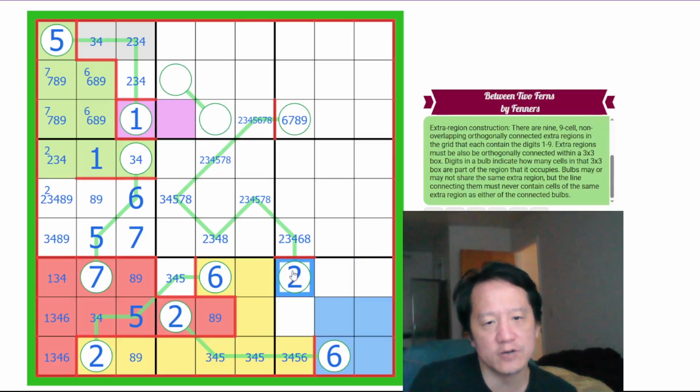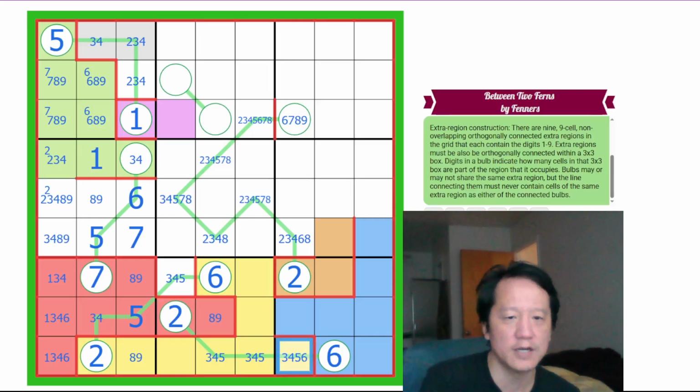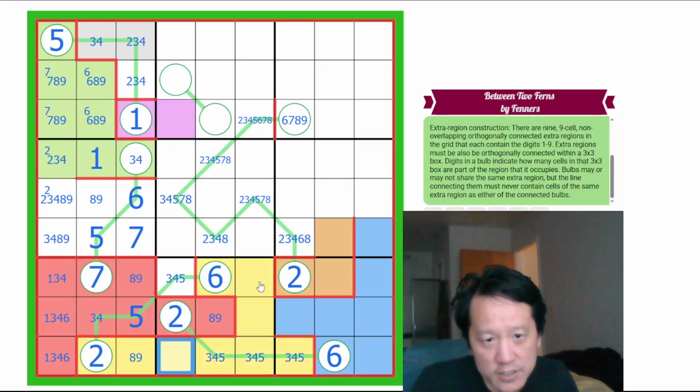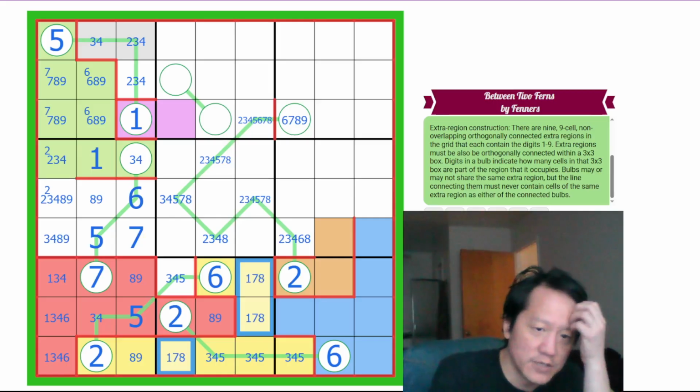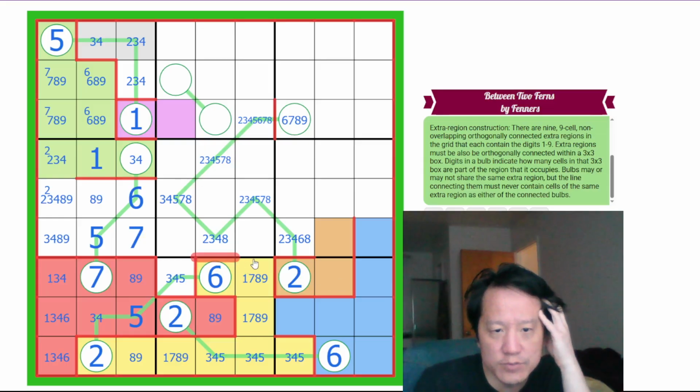6 must exit out, 2 must exit out. So we'll make that orange. This has to then all be blue, and blue has to exit out. So that's done as a region there. This is between 2 and 6, so this cannot be 6. It's 3, 4, and 5 as a triplet. The remaining digits in the yellow region are then 1, 7, 8, 9. So yellow's done as a region also.